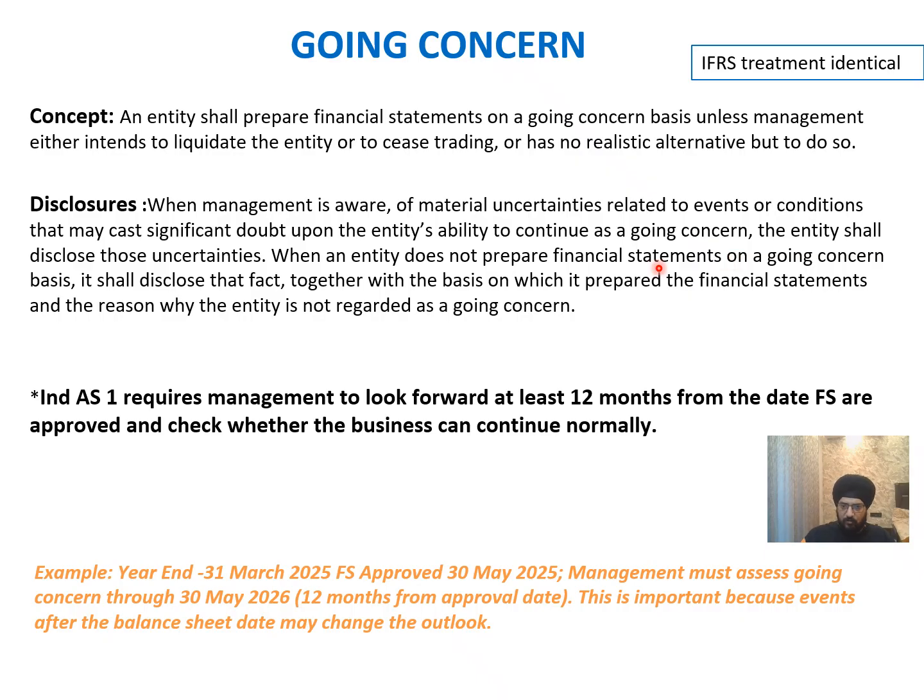So we have shown this with a quick example: year ended 31st March 2025, financial statements approved on 30 May 2025. Management looks at the concept and confirms that they are okay to manage their operations through 30th May 2026, which is 12 months from the approval date. And if they feel that there is no threat to it, and the business can run as usual, then there is no threat to the going concern. But if they feel otherwise, then they need to disclose the reasons why they feel otherwise. This is about the going concern. So we'll just move to the next slide then.